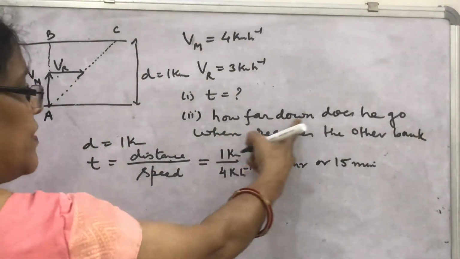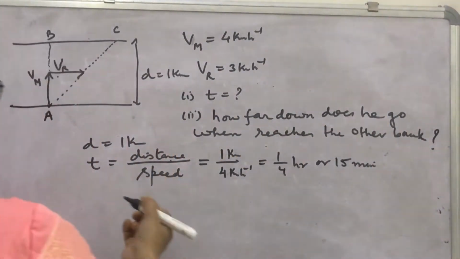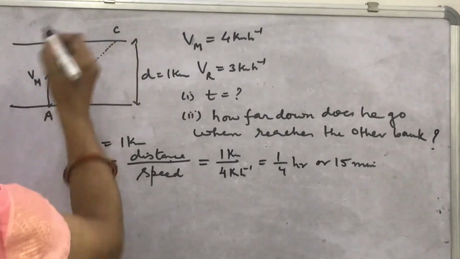Second part, how far down does he go when he reaches the other bank? In this question, look, this BC is asked.